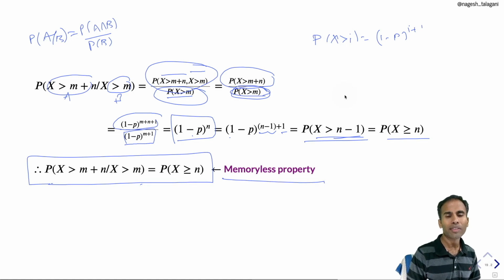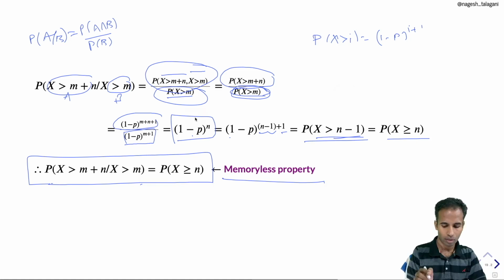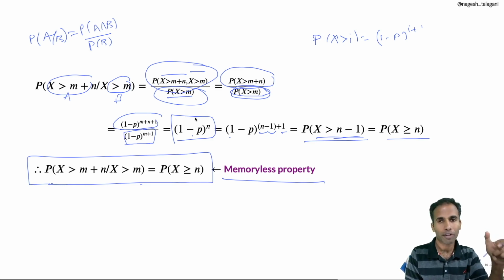The reason it is called the memoryless property is that the information that there was no success in the first m trials is forgotten in subsequent calculation. Let's say you want to toss a coin until you see head. Let's say head is success, tail is failure. Let capital X denote the number of tails before the first head. X follows a geometric distribution with parameter probability of head, right?